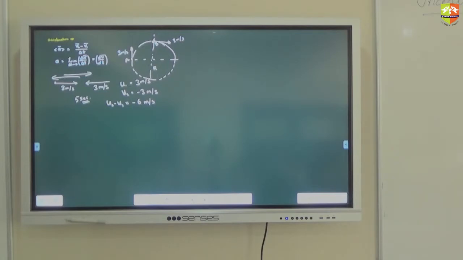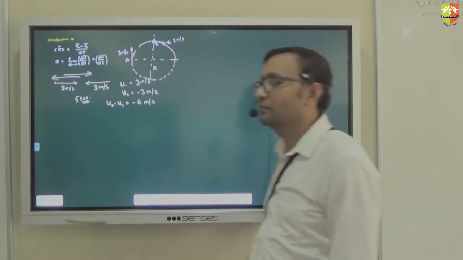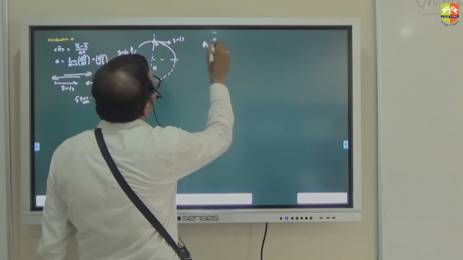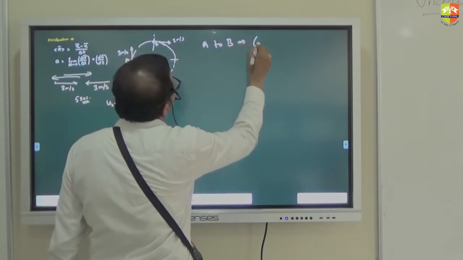Now it is 0? No, it's not 0, because the velocity, sorry, the direction is changing. You can't solve it verbally. You have to ask how much time it has taken. How can you get the answer? Did I tell you how much time it has taken from A to B? From A to B, it is taking 6 seconds.